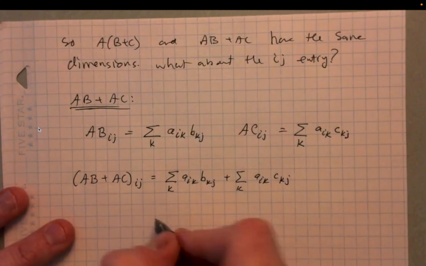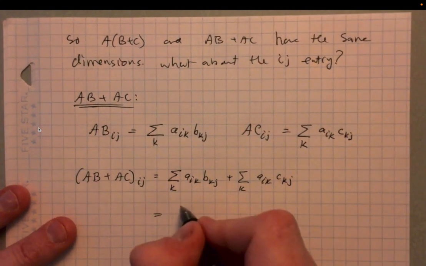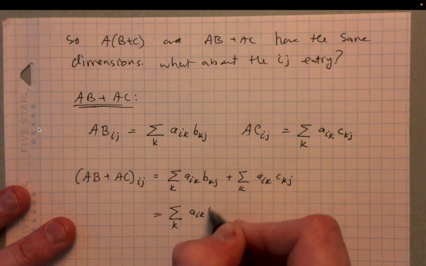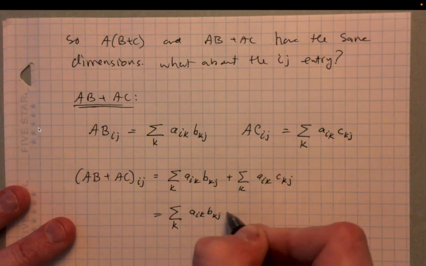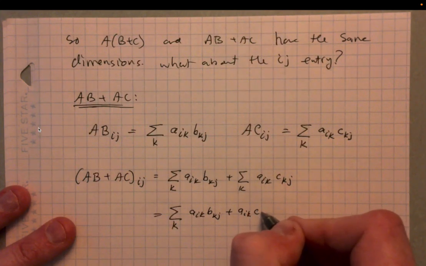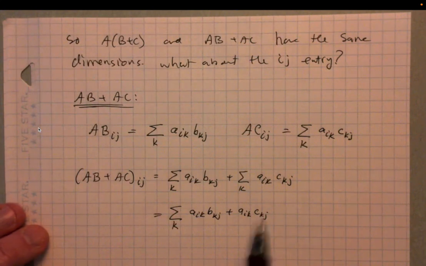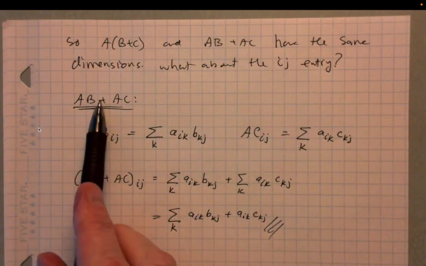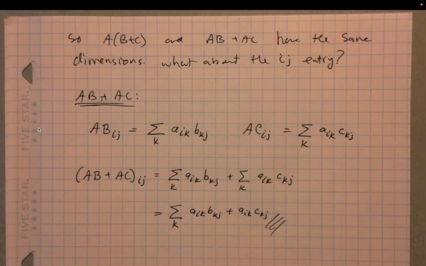Okay, and a better way to write that is to combine the sums. So the sum over K of A, I, K, B, K, J plus A, I, K, C, K, J. Okay, and so this is the IJ entry of the first matrix, AB plus AC. Now what about the second matrix?